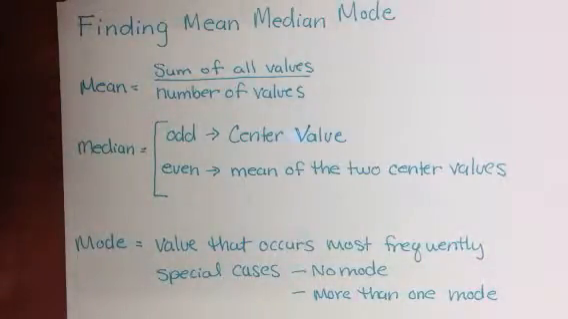So the mean is the average that we're probably the most familiar with. That's when we add up all the values and then we divide by the number of values that we have. The median is going to be the center value. If you order it from smallest to largest, it's going to be that center value. Now, if you have an odd number, there is going to be a center value where you have an equal number of values on each side. If you have an even number of data values, then you want to take the two center values and find the mean.